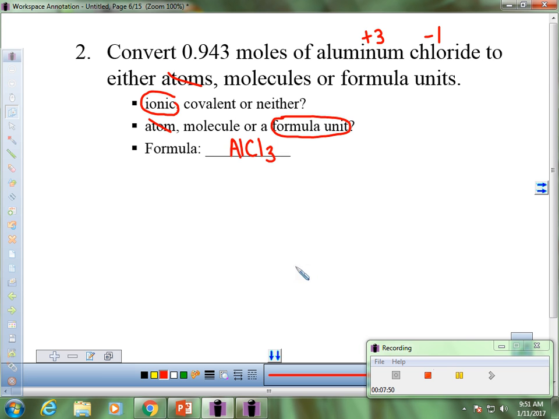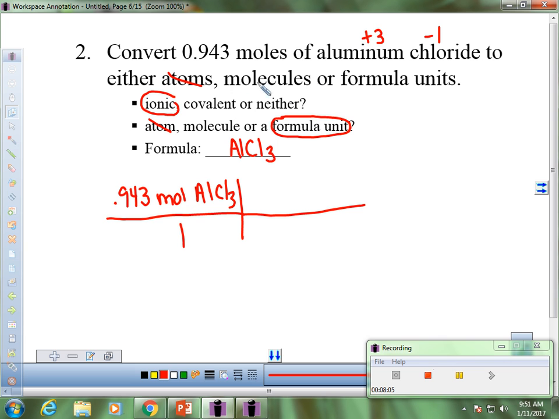And we have to rewrite our formula. So there's our formula for aluminum chloride. So then we have 0.943 moles of aluminum chloride. We're going to put that over 1. So this was my number, my unit, and there's my chemical. So number, unit, chemical, always over 1. Nothing should be down here with the 1, just a 1 all by itself. And then we're going to take the unit and the chemical, the label, and it will always move here. So it looks like that.